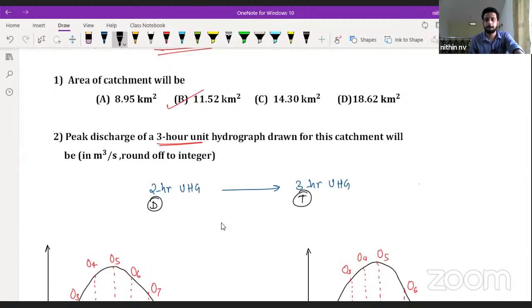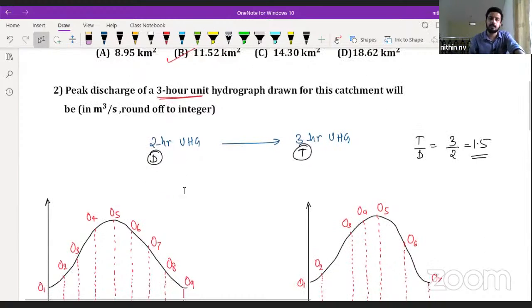Everyone please comment. Very good. 3 by 2, 1.5. We can use the S-curve method only. Understood now? Clear? Yes.